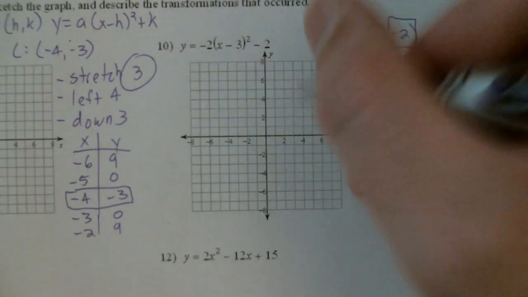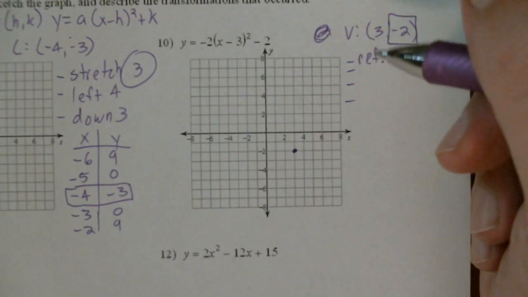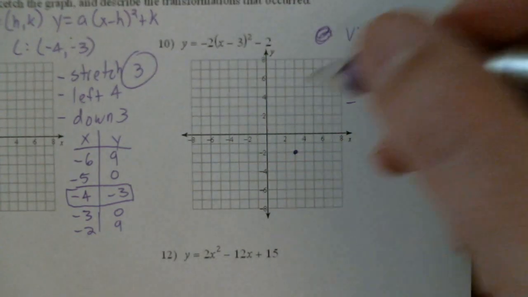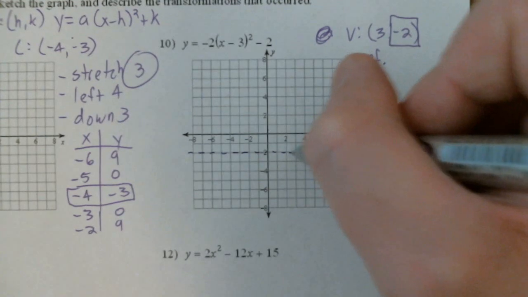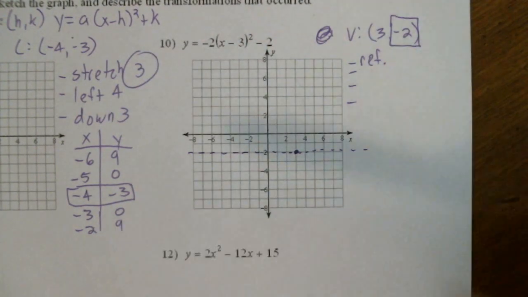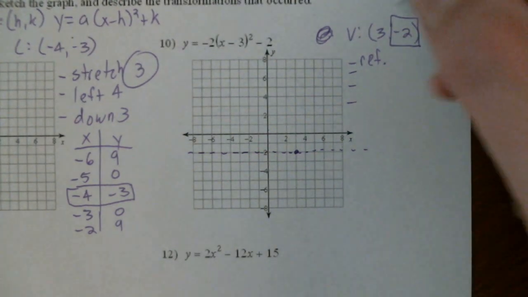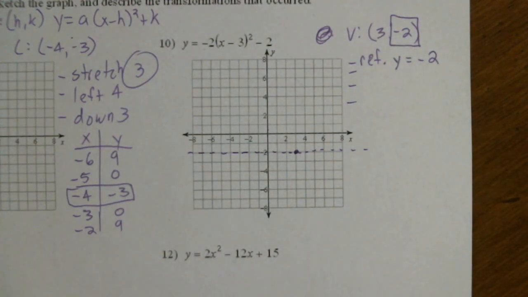So if I plot my vertex at 3, -2, right there, that is where the start of my parabola is. Now notice that there is an imaginary line here. You can't see it. This is the imaginary line where the flip happens, and it's occurring around -2. So I'm actually going to say I'm reflecting around the horizontal line y equals -2.